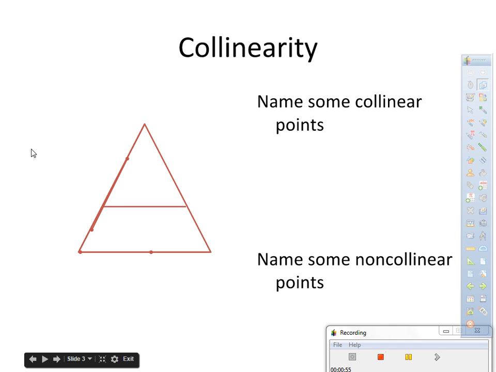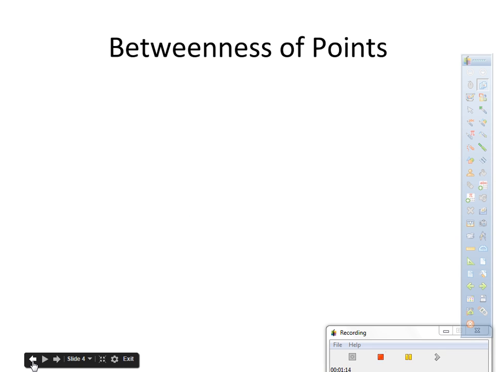So, take a look. Name some collinear points. There's a lot of them. You just got to make sure you keep them in the same group. So A, M, O, P, and X would be collinear. X, N, and B would be collinear. A, L, and B, collinear. O and L are collinear.